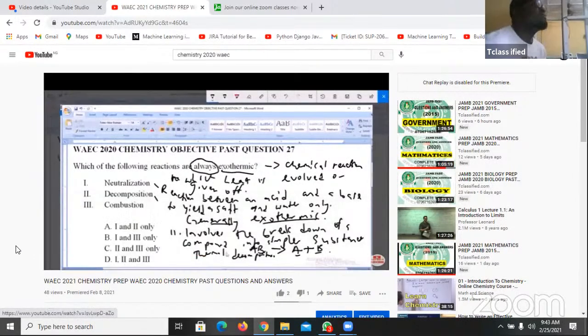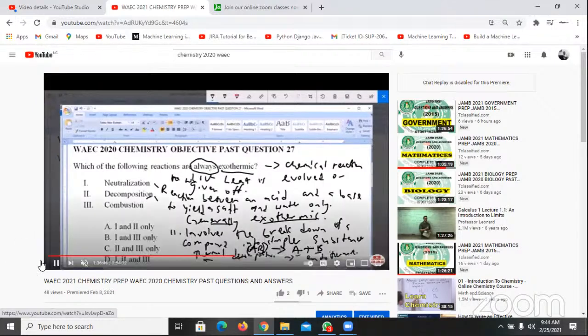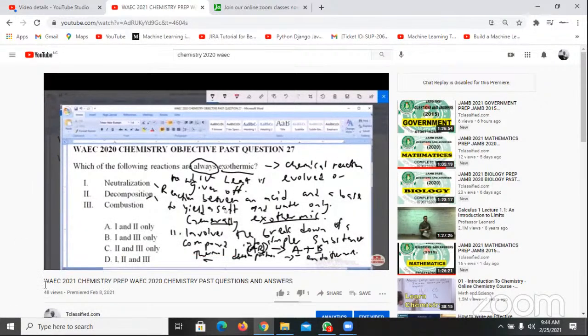So let's check this one. Number 27. Okay. Which of the following reactions are always exothermic? I. Neutralization, II. Decomposition, III. Combustion. A, I and II only; B, I and III only; C, II and III only; D, I, II and III.